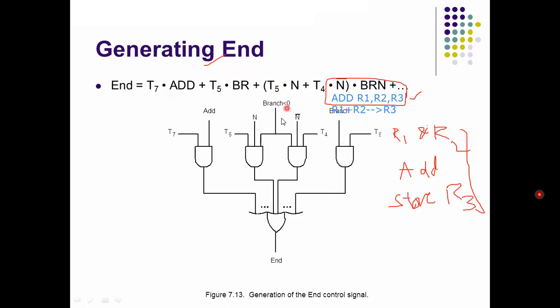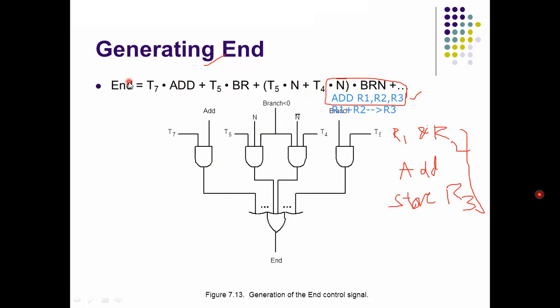Here T5 dot n dot branch also there, plus T4 dot n dot branch. That's why branch is common for these two. So those will be giving two AND gates. Then totally we are connecting to OR gate. Plus and so on.